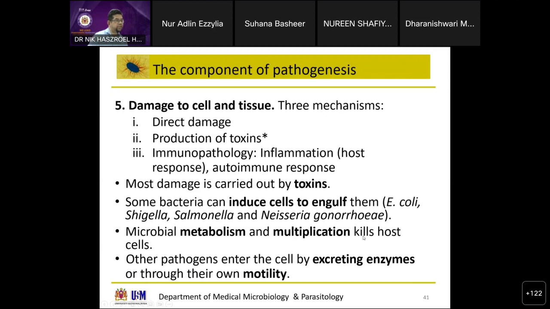And some, through metabolism and multiplication, kill the host cell, so they multiply in the cell and the cell explodes. And other pathogens enter the cell by excreting enzymes or through their own motility. They have flagella to move. Some pathogens produce enzymes.